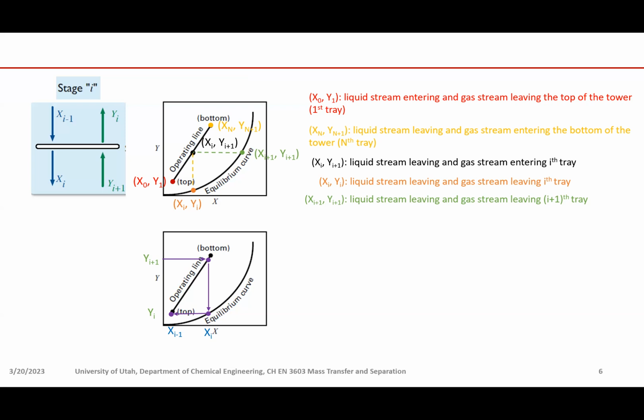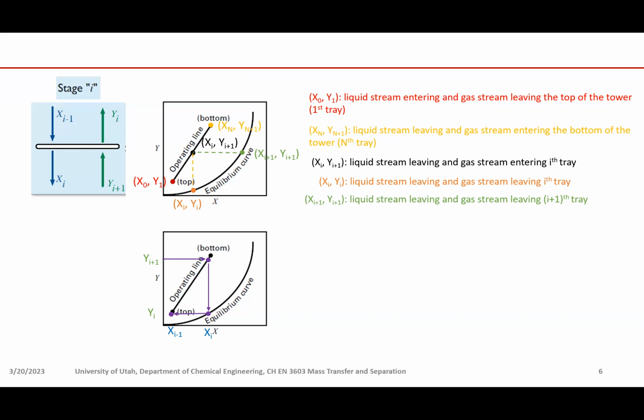Also, this example would be a one tray tower then. If our operating line does look like that, it would be one tray to accomplish all of the process. Yes. We'll talk about number of trays or number of equilibrium stages later.